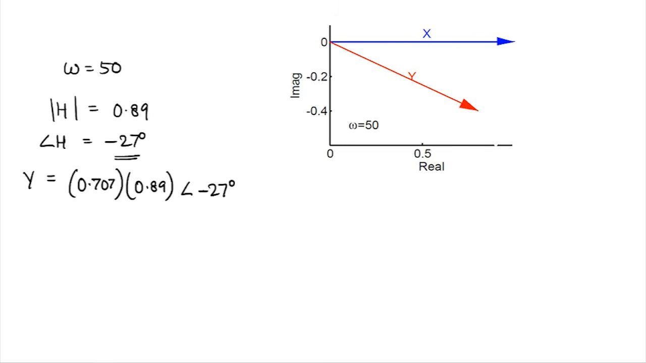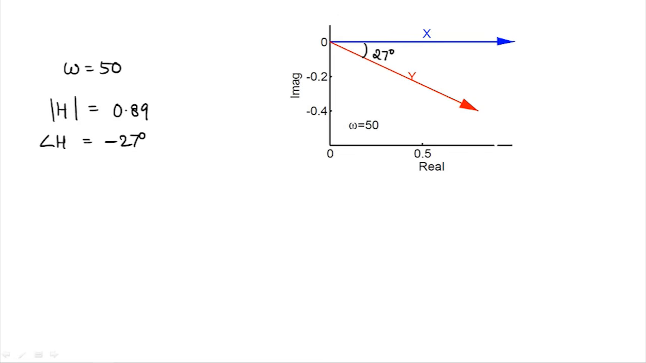As a phasor, this is how it would look. And this angle is 27 degrees. You can say that y is lagging behind x by an angle of 27 degrees, and the strength of y is actually 0.89 times that of the strength of x. How would these waveforms look in time?